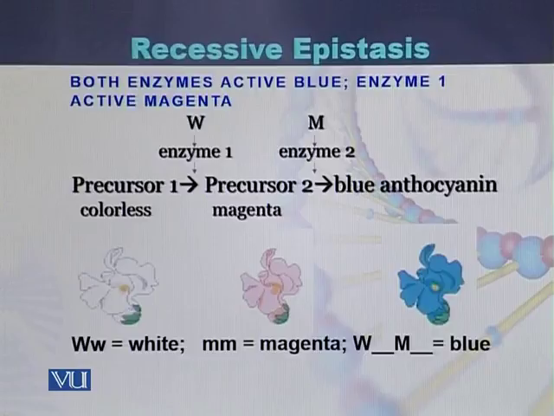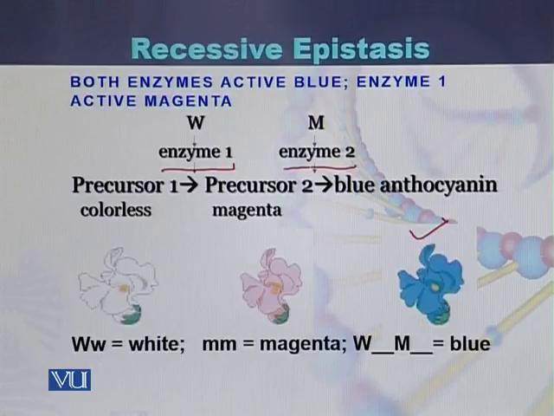In the case of the blue-eyed Mary plant, there are two different enzymes which have a role in the production of the color in this plant. Enzyme 1 is produced by one gene, whose name is W. Here is enzyme 1 and here is enzyme 2. If both the enzymes are in active form, meaning both the genes are in active form, then the color of this flower will be blue.